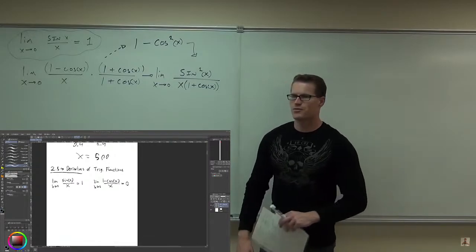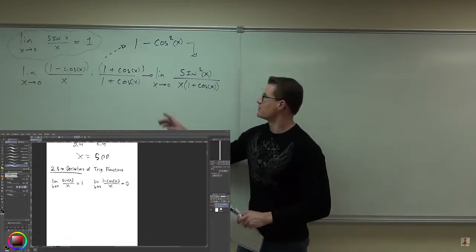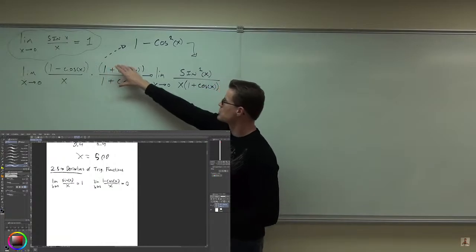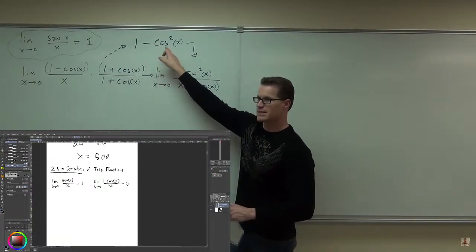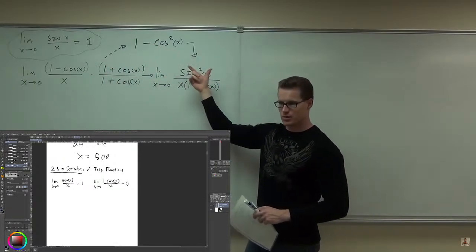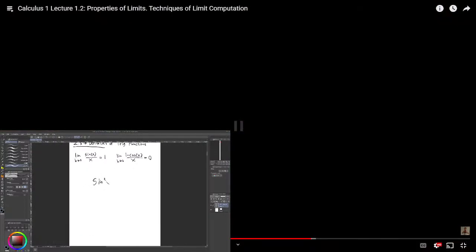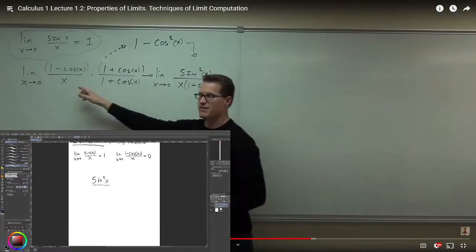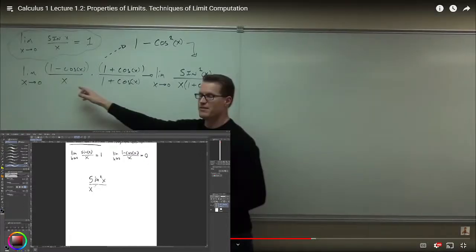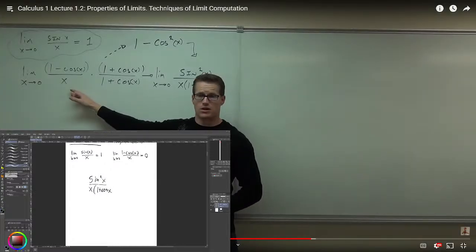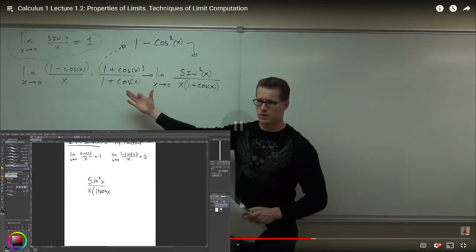Now, we're going to do a little bit of algebraic manipulation. I have gone from this, I multiplied by the conjugate. I've used the Pythagorean identity in a unique way to get sine squared x. Let me try and do this part on my own. I just said x times 1 plus cosine x.